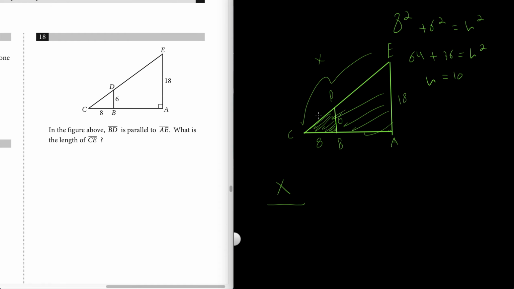So h equals 10. So we can say that x over 10, again, big hypotenuse over small hypotenuse, is equal to, let's find one more proportion. We can say this side, big side, over this side, small side, right? These are corresponding sides. So x over 10 equals 18 over 6. Now we can easily solve for x. Multiply both sides by 10. We get x equals 10 times 18, which is 180 over 6. So x equals 30. So CE is 30.